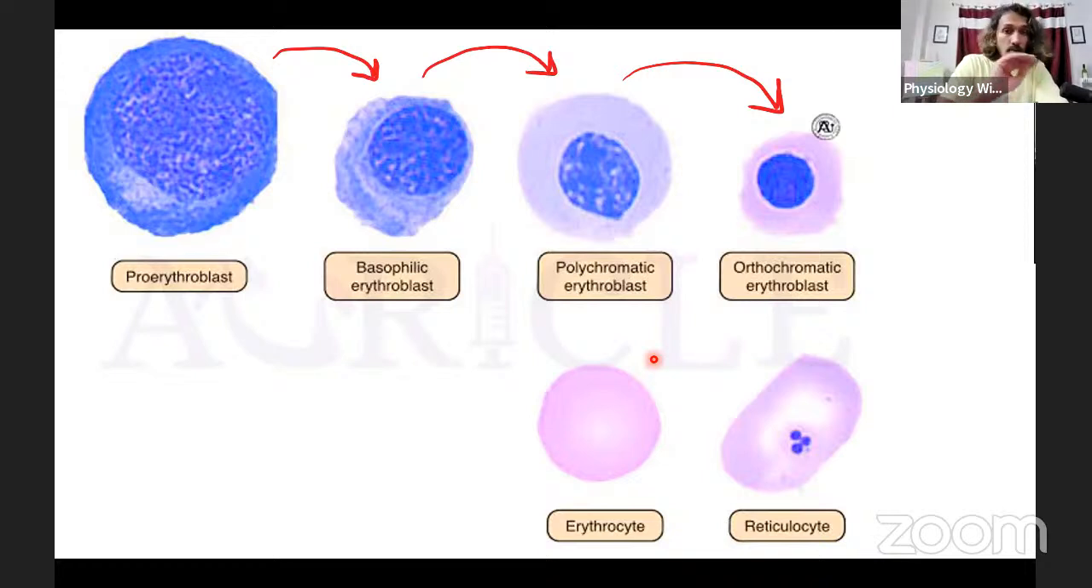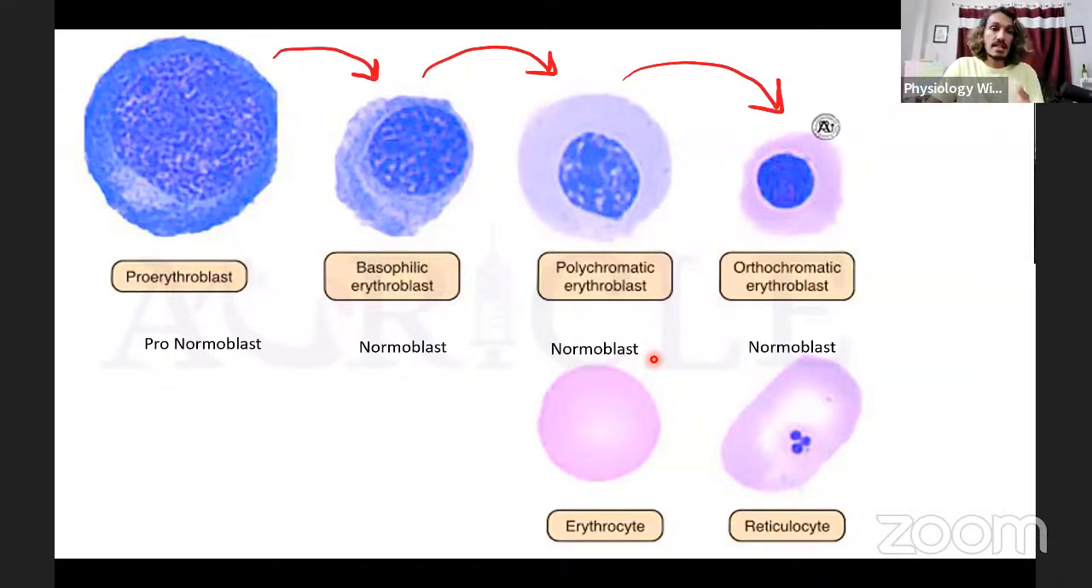So this is one terminology that is there. Apart from that, you can even call these as normoblast. So a pro-normoblast becomes an early normoblast, intermediate normoblast, late normoblast. Or if you're using the terminology erythroblast, a pro-erythroblast becomes basophilic, polychromatic, orthochromatic. Okay, if normoblast is the term that you're using, you can describe it as an early, intermediate, and late normoblast.